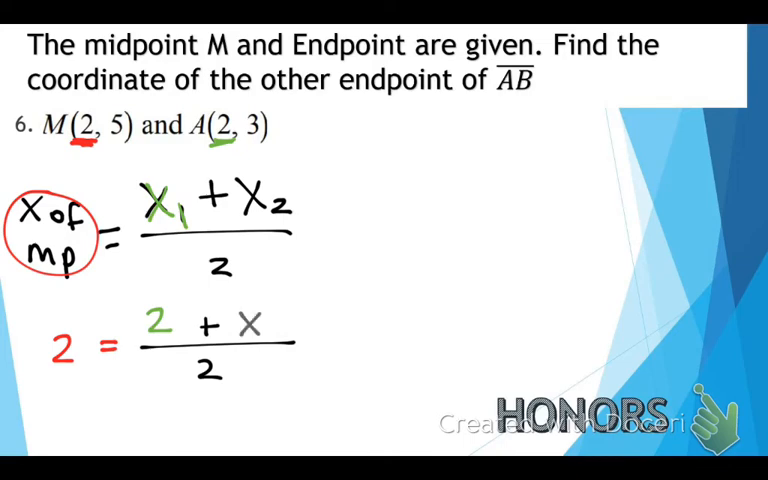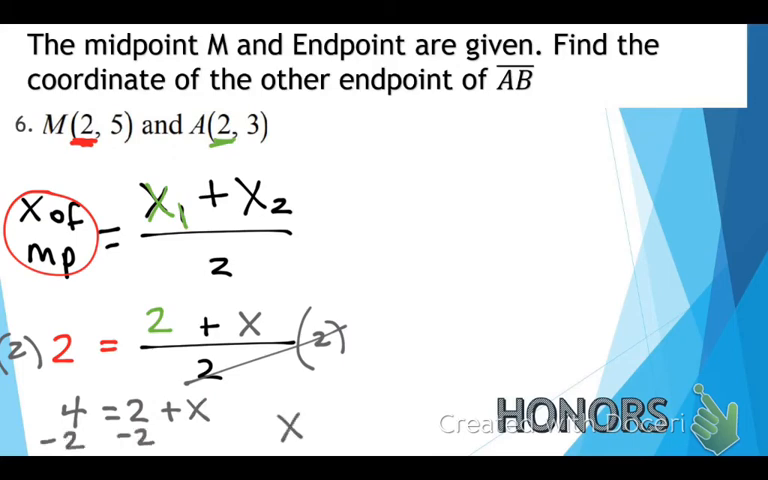What is my next step in order to get X plus 2 by itself? Multiply by this 2, so we get rid of the fraction. 2 times 2 is 4. That equals 2 plus X. What is the last step in order to find X? Subtract 2. Good. And X equals 2. So what's the name of my other point going to be? B. And we know the X is 2.